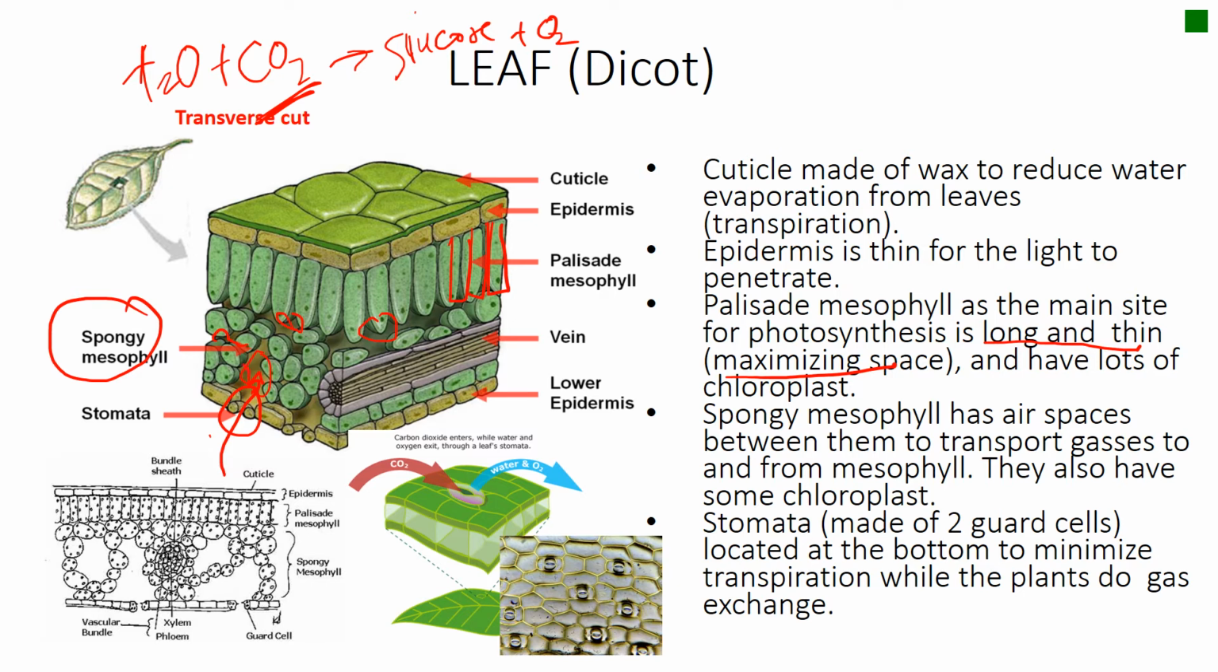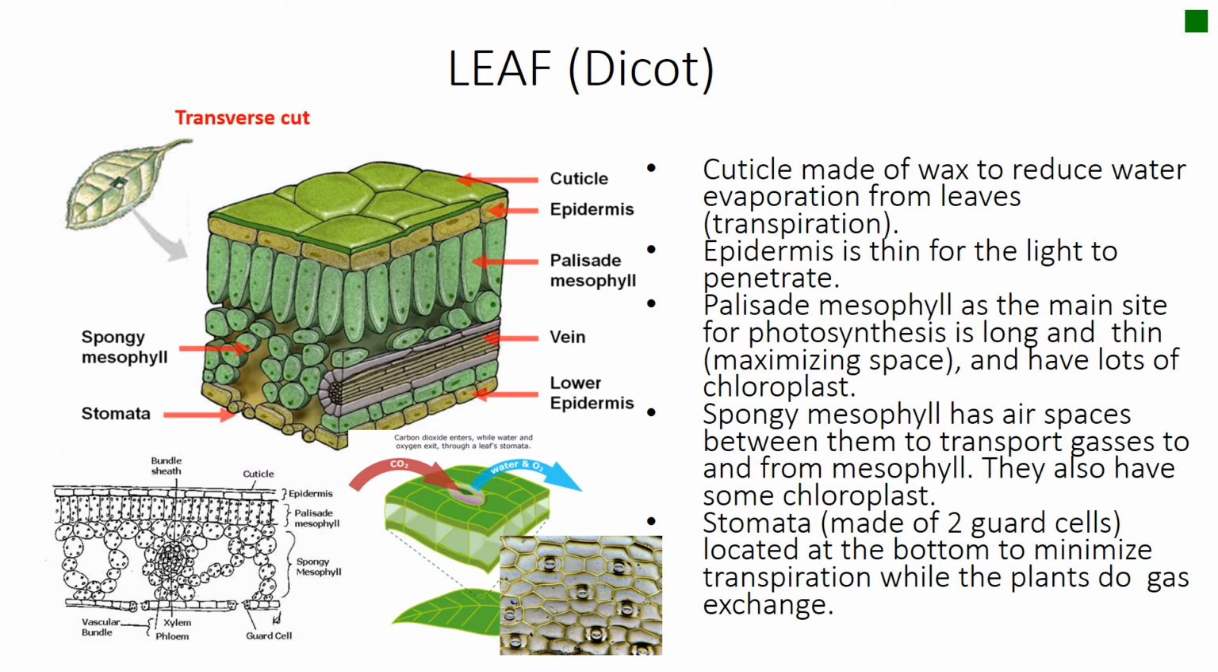So the gas will diffuse through these air spaces in spongy mesophyll and reach the palisade mesophyll to be used for the photosynthesis process. Now the next question is, where does the H2O for photosynthesis come from? Yes, you may guess the answer is from the xylem. Alright, so the xylem and phloem are located in the vein.